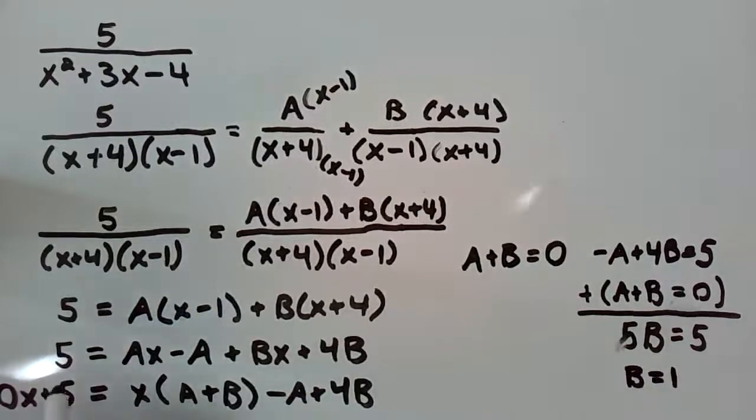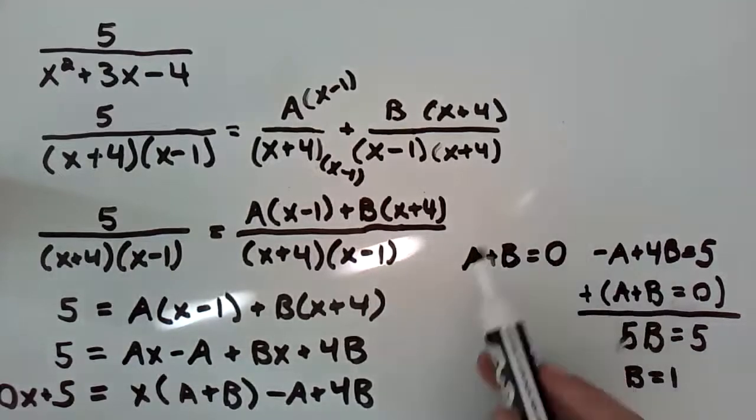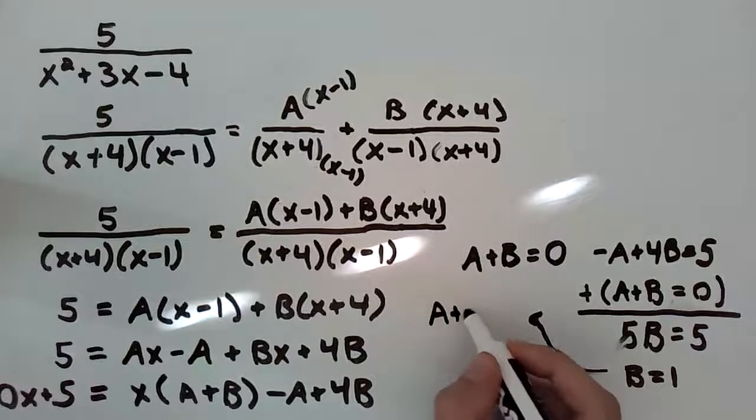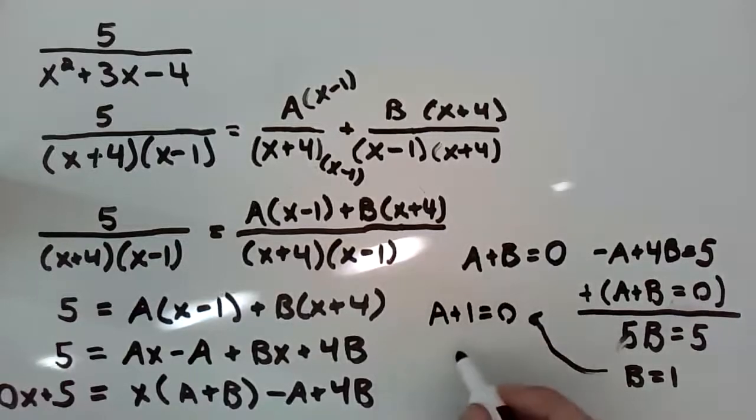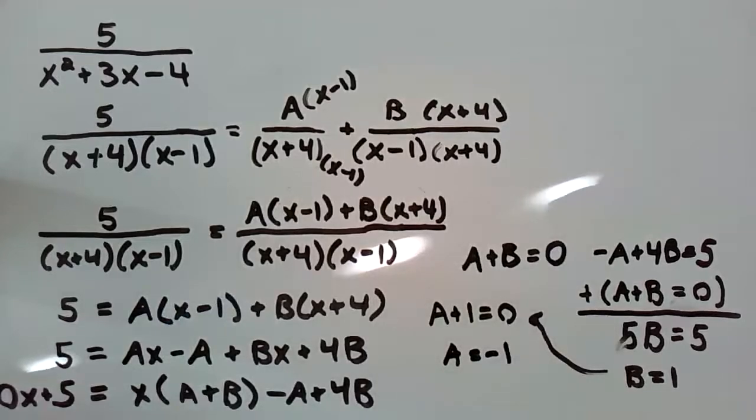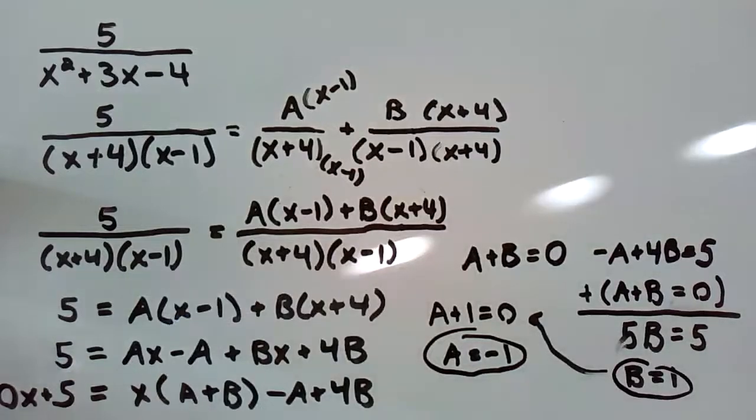Which is 1. Okay, so now that we have b, we can go back to either one of these equations, plug 1 in for b and solve for a. The easiest one would be this one. So if b equals 1, then a plus 1 equals 0, and therefore a equals minus 1. Okay, so now we found our coefficients, we found a and b, and now all we have to do is just rewrite. This is my a, this is my b.